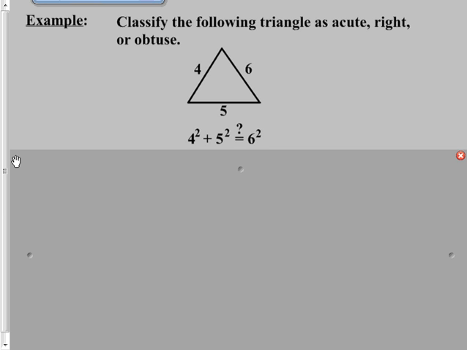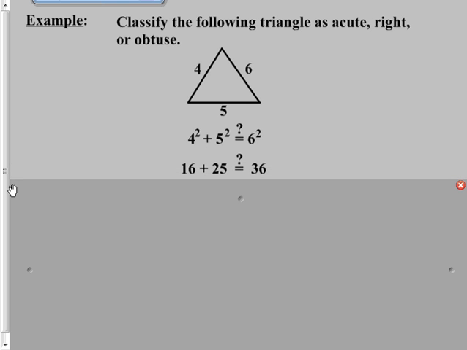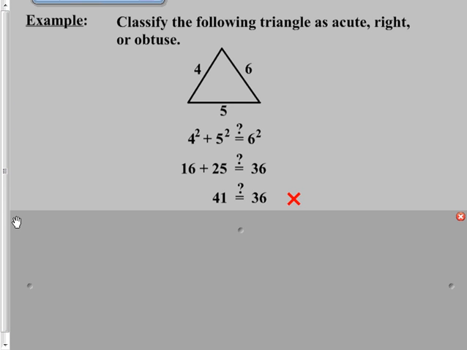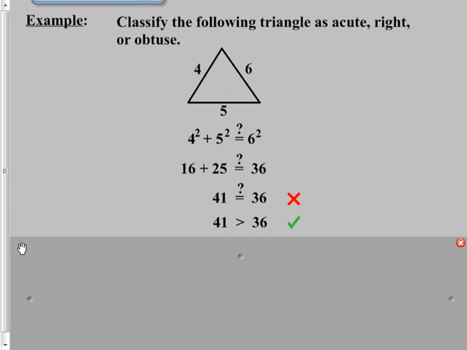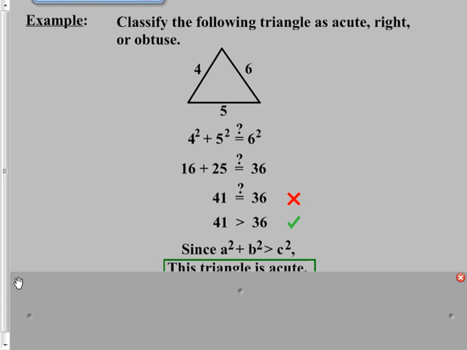Now, 4 squared is 16, 5 squared is 25, and 6 squared is 36. On the left side, 16 plus 25 is 41. 41 is obviously not equal to 36, so it's not a right triangle. The legs being squared are larger. 41 is larger than 36. The sum of the legs being squared is bigger than the hypotenuse being squared. So what kind of triangle does that make it? That one makes it acute.